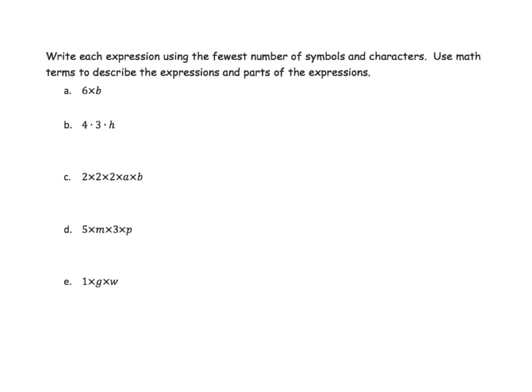All right, this page is easy. You're just writing the expression with the fewest number of symbols and characters, and then using terms to describe the expressions. For example, 6 times b, the fewest number, we would take that multiplication symbol out, like that. And we know that 6b is a term.